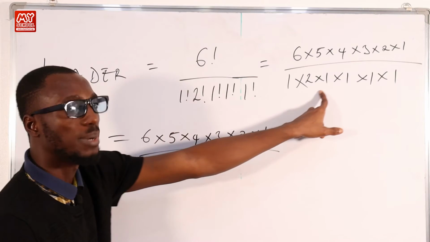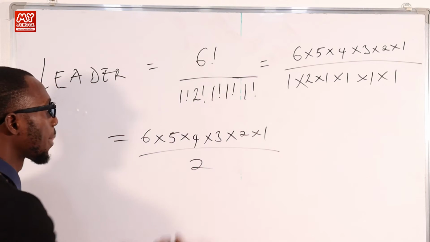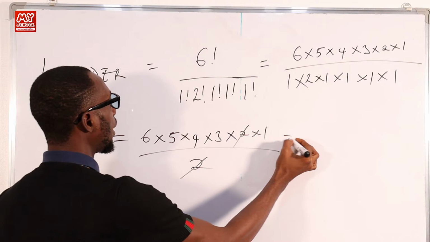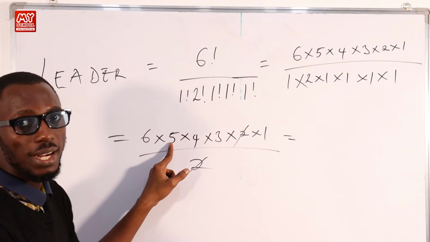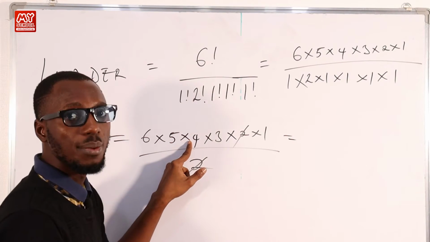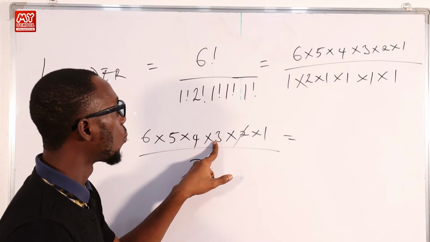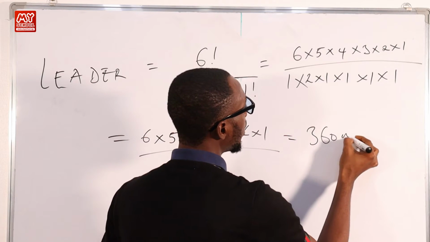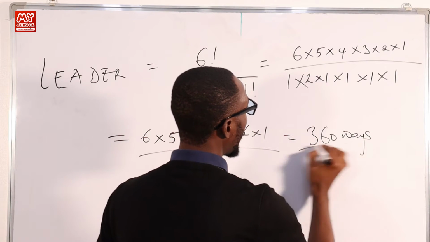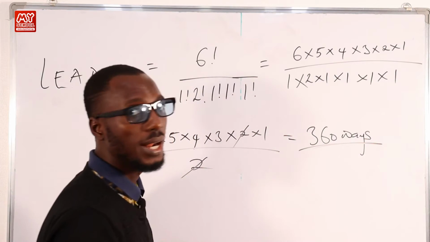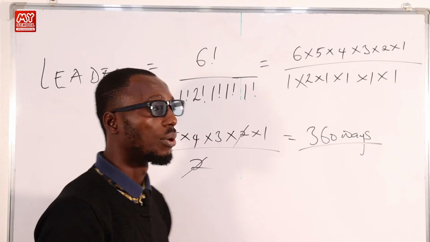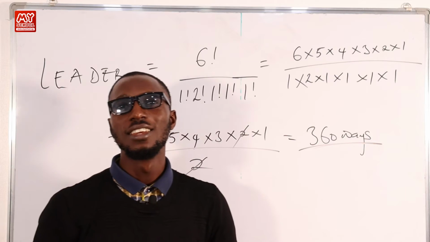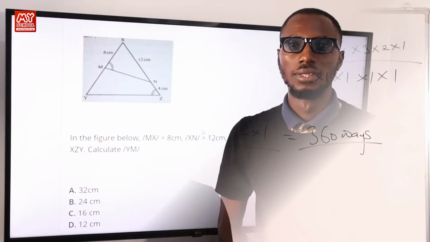Okay, after we multiplied all of the denominators together, 2 strikes out 2. So all we have left will be 6 times 5, that is 30. 30 times 4, 120. 120 times 3, that gives you 360 ways. So the word leader can be arranged in 360 ways. Okay, so if we scan through our options, option C is correct.